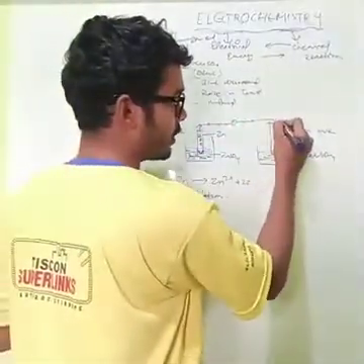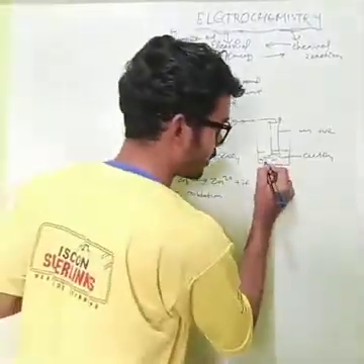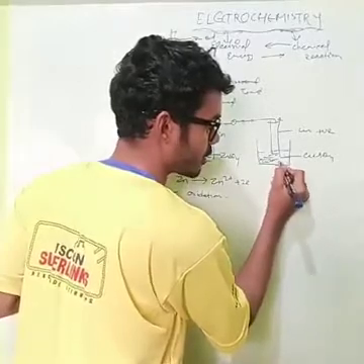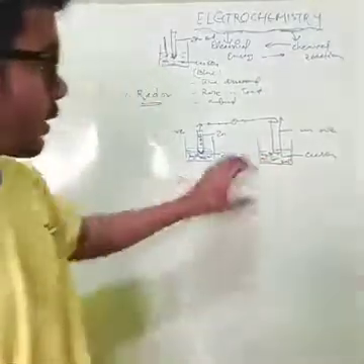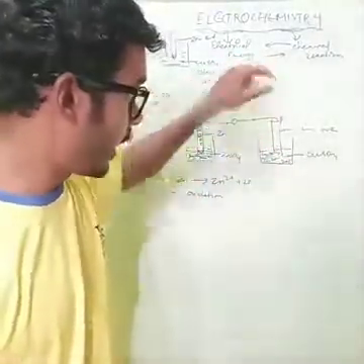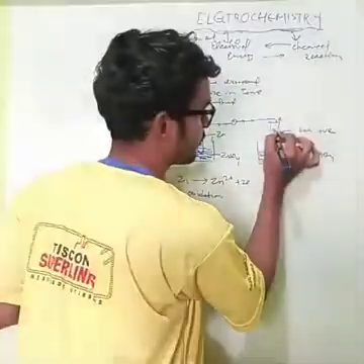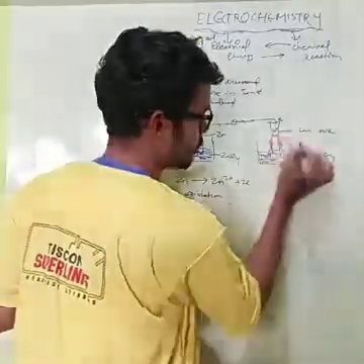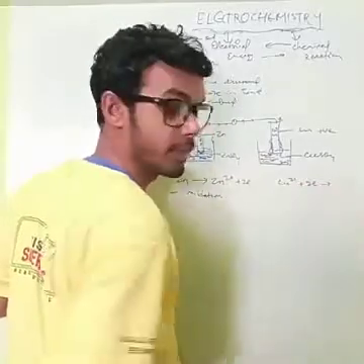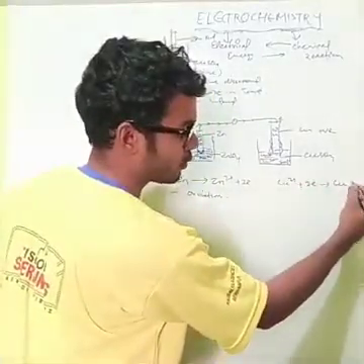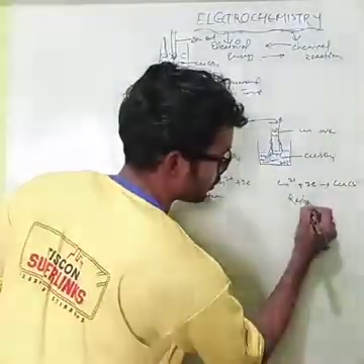When this electron reaches here, what happens? There is copper and copper sulfate, and in the solution Cu2+ ions and SO4 2- ions are there. So Cu2+ ions will collect these electrons and deposit on the rod as Cu. So here the reaction will be Cu2+ plus 2 electrons gives Cu. So this is known as redox.